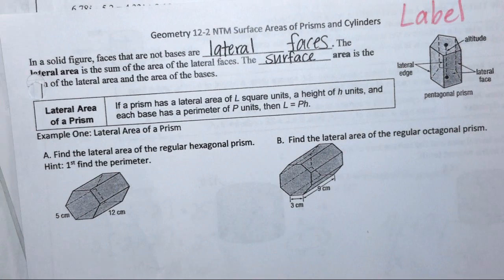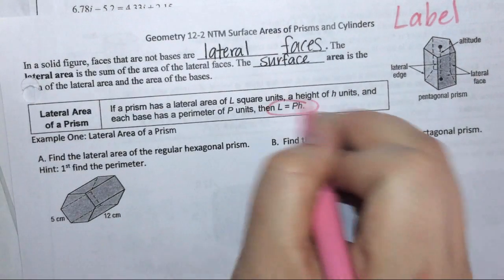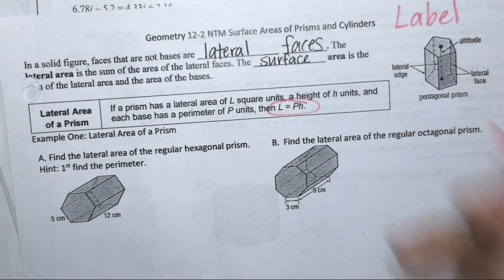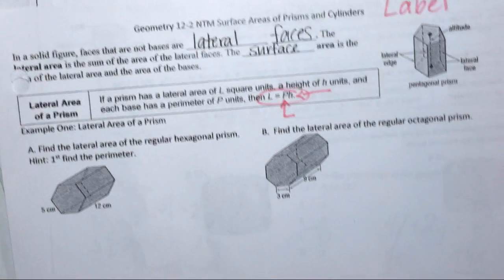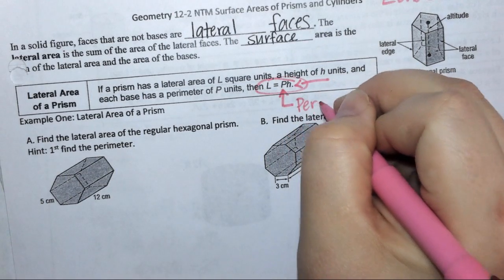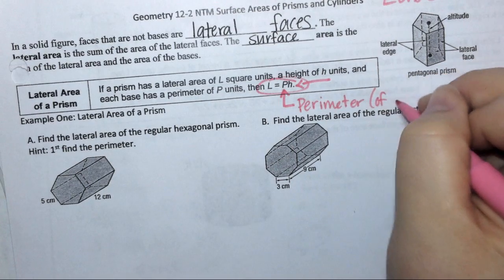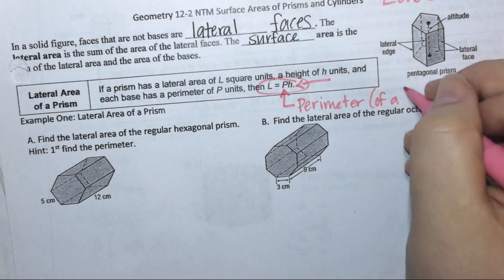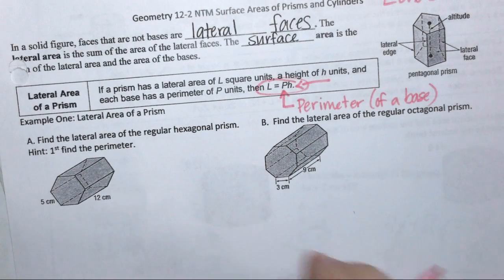Okay, so you're going to be handed the formulas. The first formula we're going to use today is L equals pH, so lateral equals something. The P and the H are what we need to know. What do you think the P is for? It tells you if you read. Okay, it's for perimeter, but be specific. Of a base. So specifically, the P is for perimeter of a base. We're not trying to find the perimeter of the whole thing, just the perimeter of the base shape.